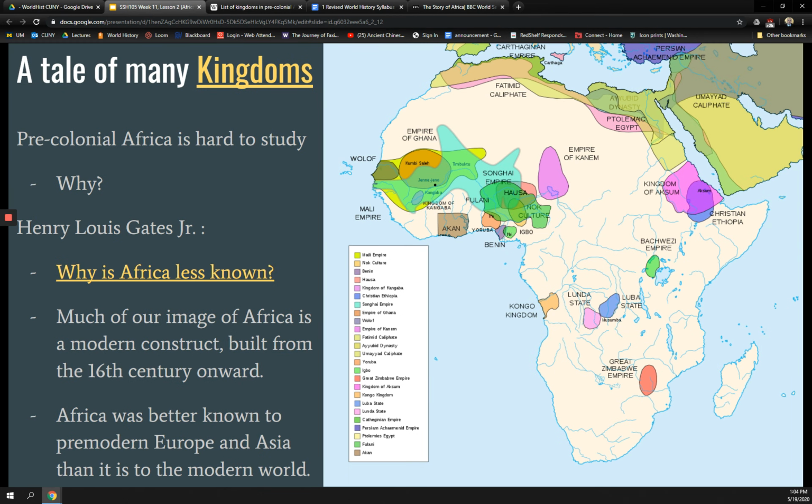And I think this map is particularly useful in that it shows the kind of mixing, overlapping world of the kingdoms of pre-colonial Africa. And you can see how many of these, especially in the north to northeastern coast and in the west, sub-Saharan Africa in the west or northwest, are overlapping with one another.